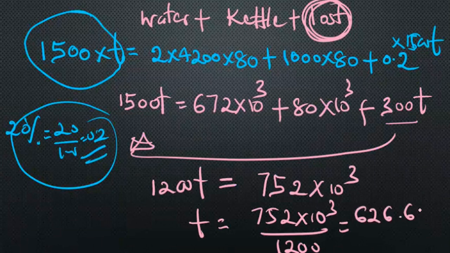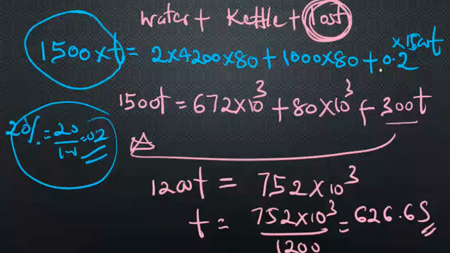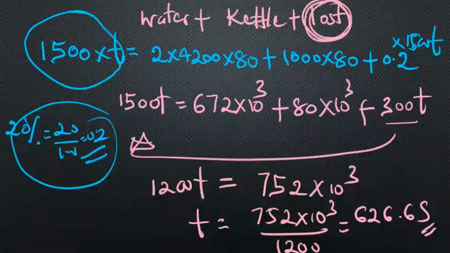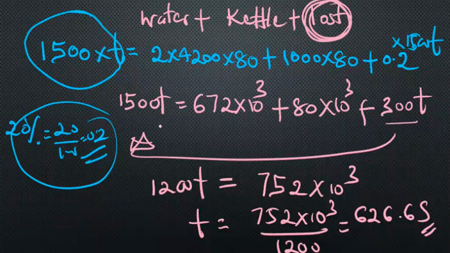626.6 seconds. If we divide it by 60, we get it in minutes, right? So this is the answer, 626.6 seconds. Here, applying the heat loss is the key part. If you can really apply the values for the supply part and the gain part, if you can clearly identify the supply side and the required heat gain part, you can easily do calorimetry questions.